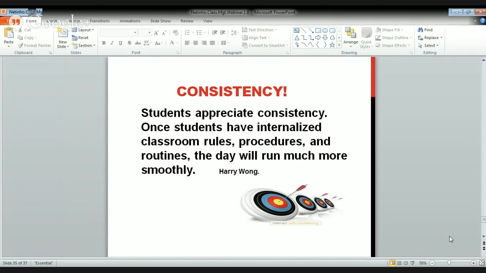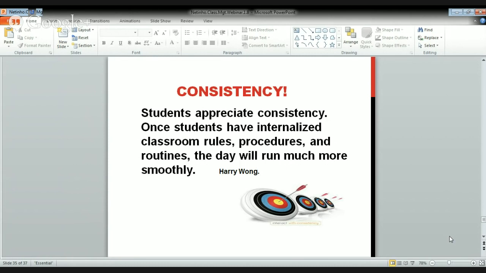Okay, and just to conclude on a final note, consistency. Students appreciate consistency. Once students have internalized classroom rules, procedures, and routines, the day will run much more smoothly. I hope that you have learned the basics in developing your classroom management plan, or if you've already had a plan in place, which I hope you have, I hope you have learned today some additional strategies that you can add to the plan that is now in existence.